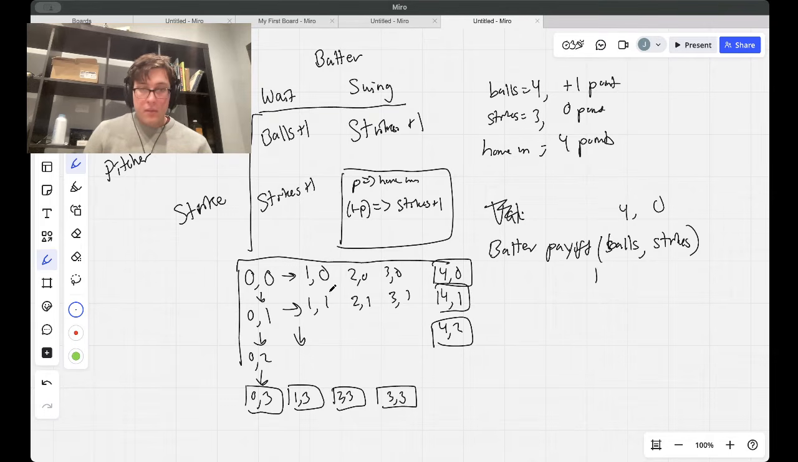But then with probability 1 minus P, it's BP times strikes plus 1. Fantastic. From this equation, we actually know these values, because in order to calculate the batter payoff of this, we need to use this one and then this one. This one depends on this one, but this one we know. And this one depends on this one and this one, but these are known values. So what I'm trying to say is that this is something we can easily calculate recursively.